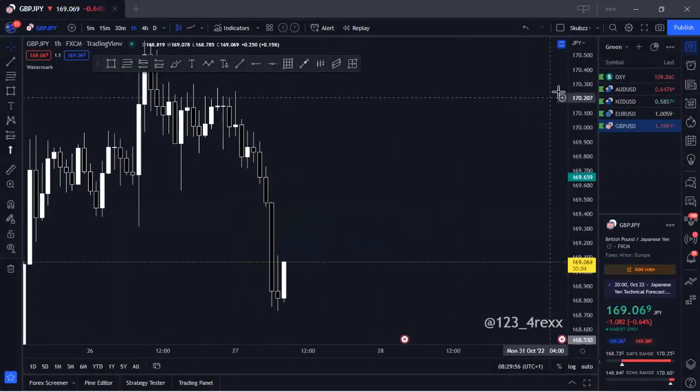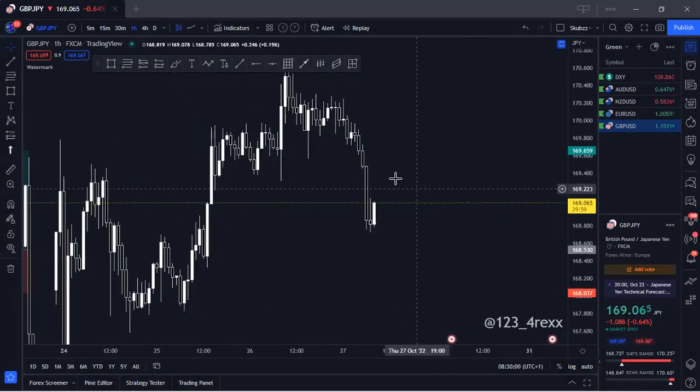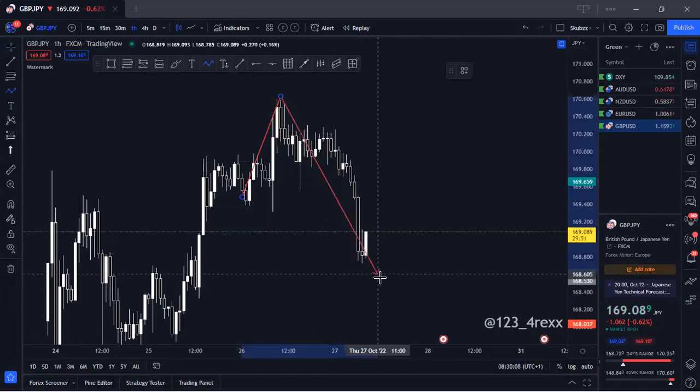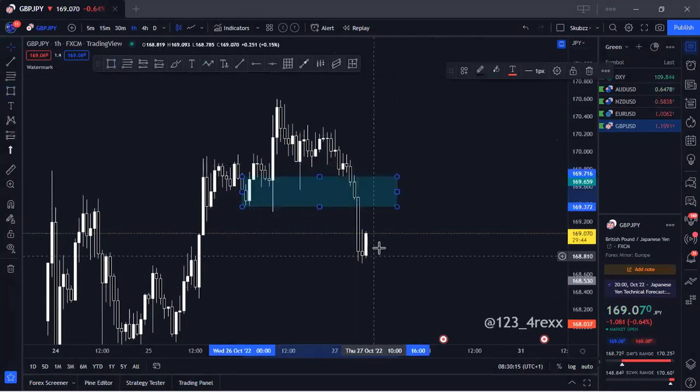GBP/JPY. So GBP/JPY just created a new low. It was in an uptrend. Do you get? It broke above, but now we've broken those lows below. This was the previous higher low here. Do you understand? And now price has broken it to the downside.